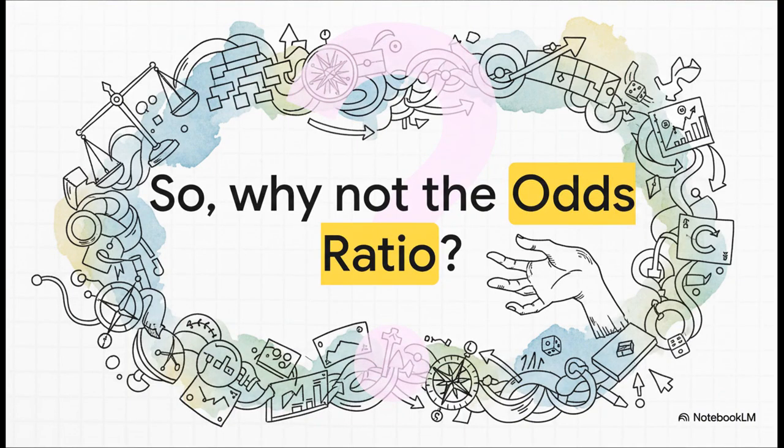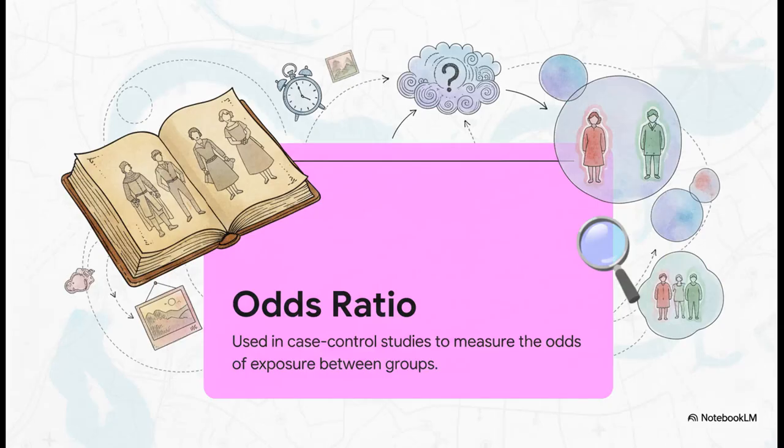So first up, the odds ratio. This one sounds pretty similar, right? But its job is totally different. So why wasn't this the right choice for our question? Well, it's because the odds ratio looks backward. Instead of taking a snapshot of right now, it's more like a historian. It starts with a group of people who are already sick and another group who aren't, and then it asks, okay, looking back, what were the odds that you were exposed to something in the past compared to the healthy folks? It's a retrospective tool, not a present moment snapshot.